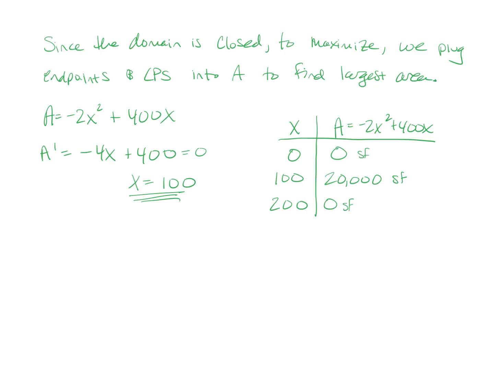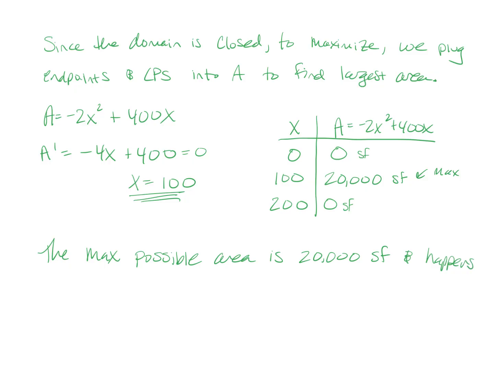So that means this is my max. So the maximum possible area is 20,000 square feet. And it happens when the dimensions are, x is 100, and y is 200.